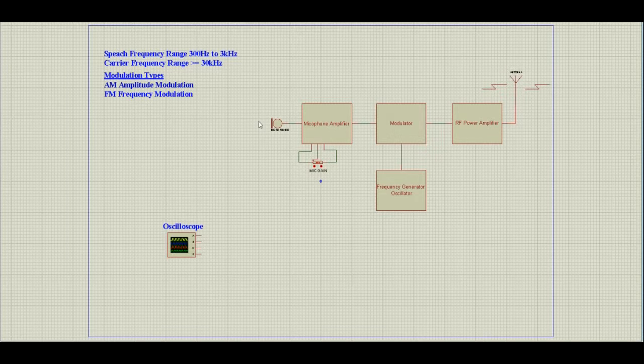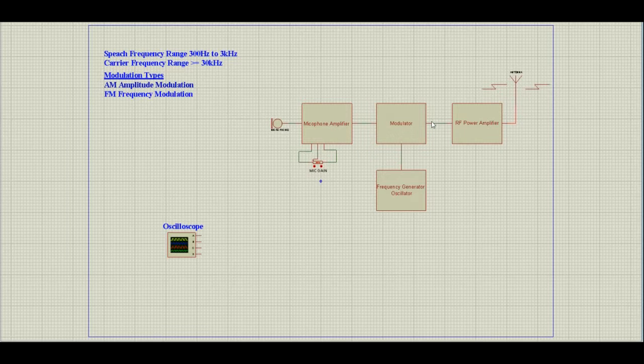Okay, let's take a look at the block diagram and see what each of the blocks do. The microphone takes acoustic signals, converts them to small electrical signals, which are passed to an audio amplifier known as a microphone amplifier. An amplified version of the microphone signal is then passed to the modulator, along with the carrier, which is generated by the frequency generator or oscillator. This will determine the frequency that the transmitter finally transmits on.